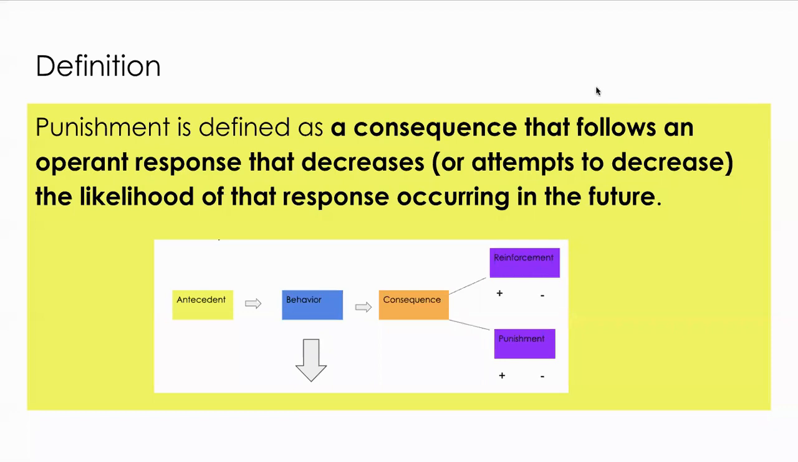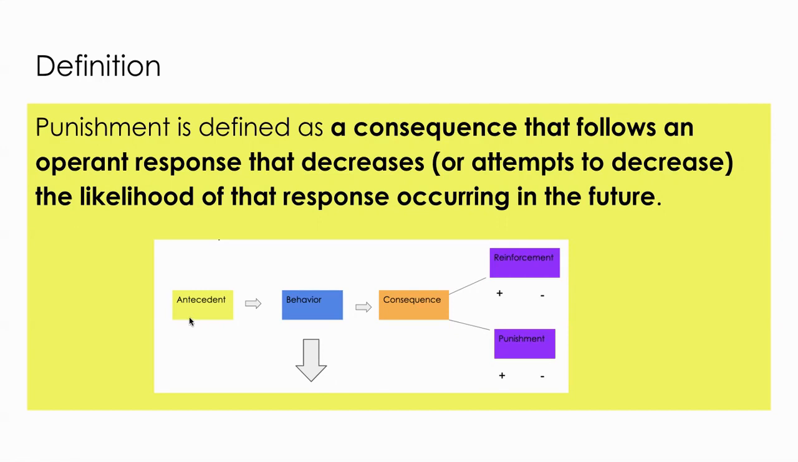When we want to think about punishment, we need to start from the very beginning and understand what the definition of punishment is. It does come from the world of applied behavior analysis. It is a behavioral term, it's scientific. So, really, punishment is defined as a consequence that follows an operant response that decreases or attempts to decrease the likelihood of that response occurring in the future.